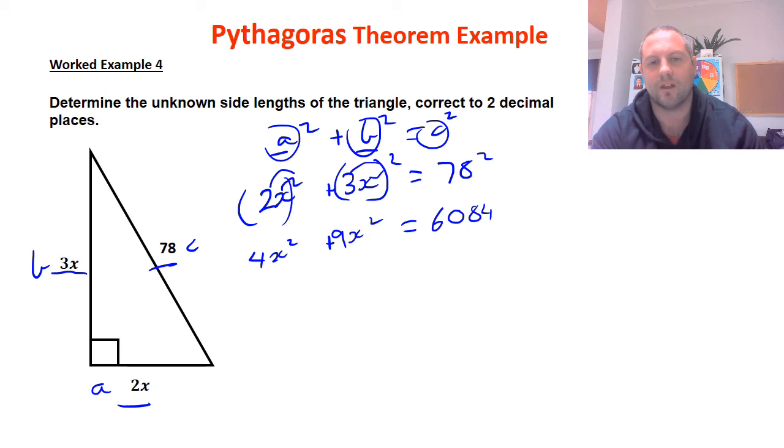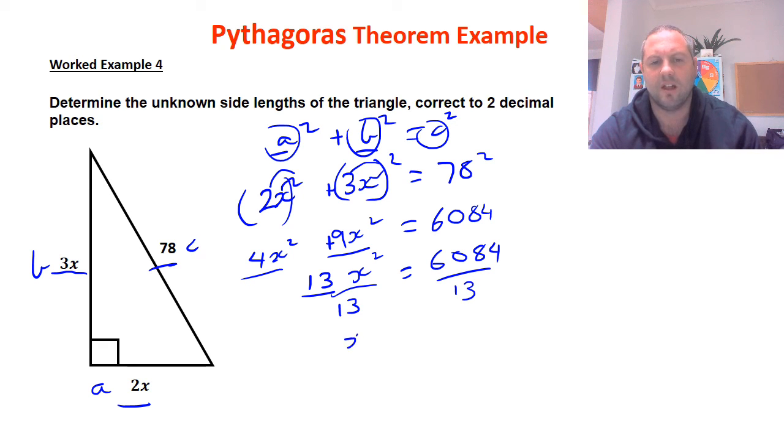6,084. As you can see, we've got two like terms, 4x squared and 9x squared. We're just going to add them together. 4 plus 9 is 13, and we'll keep the x squared, and we'll just keep the 6,084. However, you can still see that 13 is attached to the x squared, and our goal is to get x by itself. So we're going to divide both sides by 13, like so. x is now just with the squared, and off the top of the head we've got 6,084 divided by 13, which is 468.